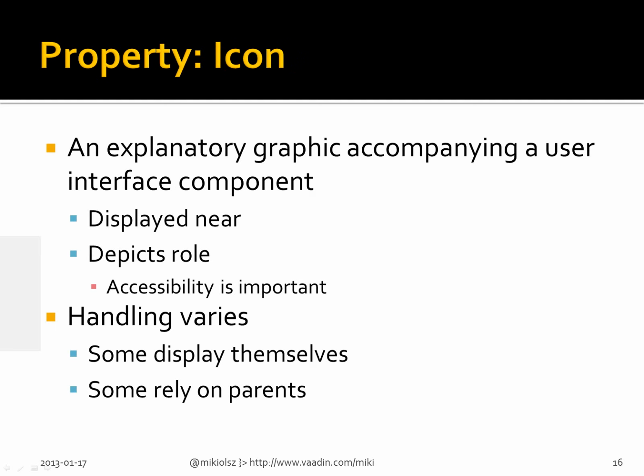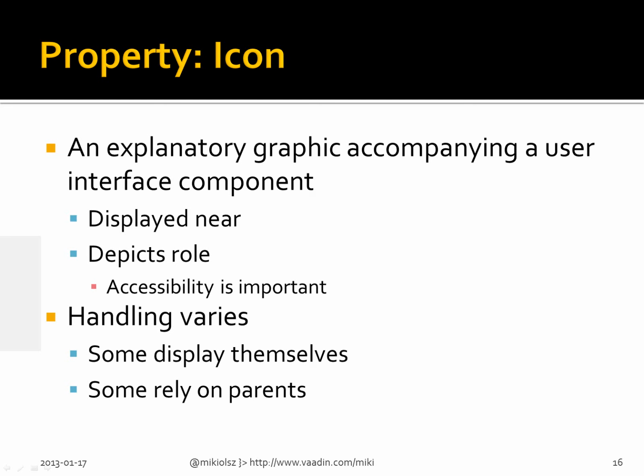The next property, which is similar to caption, is icon, and it's an explanatory graphic. It depicts the role, but the important remark that should be made here is about accessibility. Not all browsers handle or display images, and not every user is able to understand the picture. So clear text is usually much better. And the trick is that the graphic can be omitted without losing the semantics. So if you have a button with a graphic only, then when the graphic is not displayed, you are just left with a button that the user has absolutely no idea what it does. So it's a good idea to include some text somewhere and rely on text instead of images.